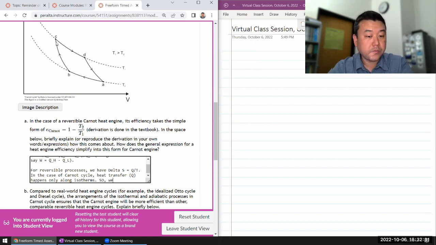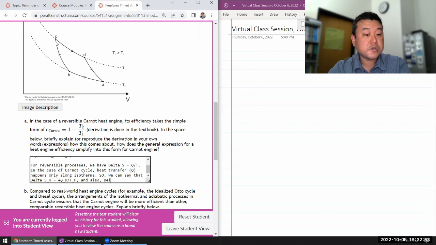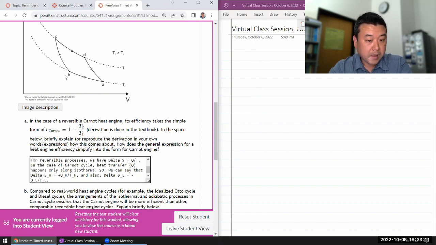So we can say that the change of entropy at the high thermal reservoir, where heat is coming in so entropy is increasing, is plus QH over TH. And also, we can say the change of entropy at the low temperature reservoir along this isotherm, where heat is leaving the system, so the change of entropy is negative there, the engine is becoming less disordered, is minus QL divided by TL. And because this is a cyclic process, delta SH plus delta SL is equal to zero, meaning QH over TH is equal to QL over TL.